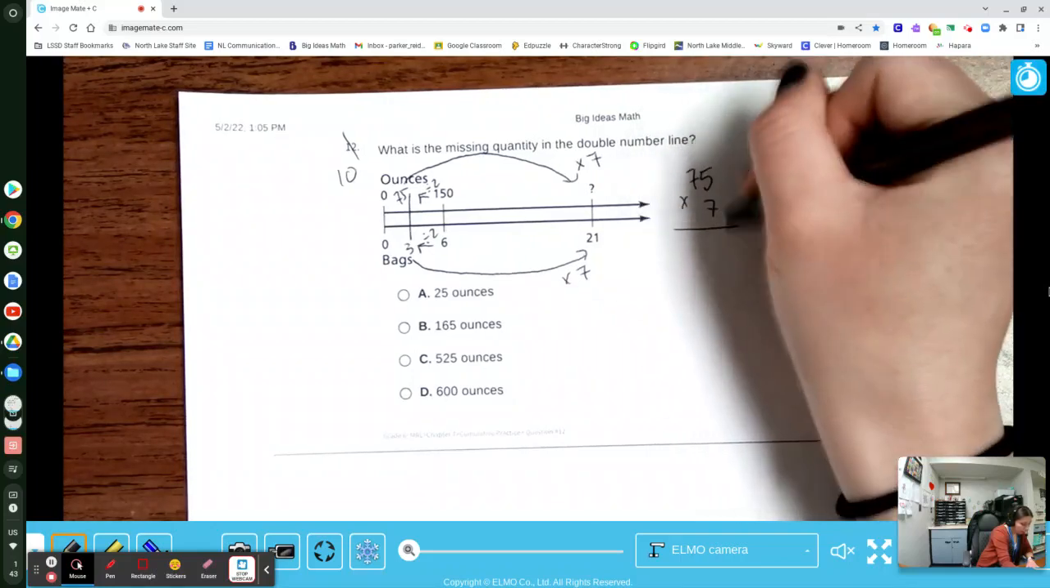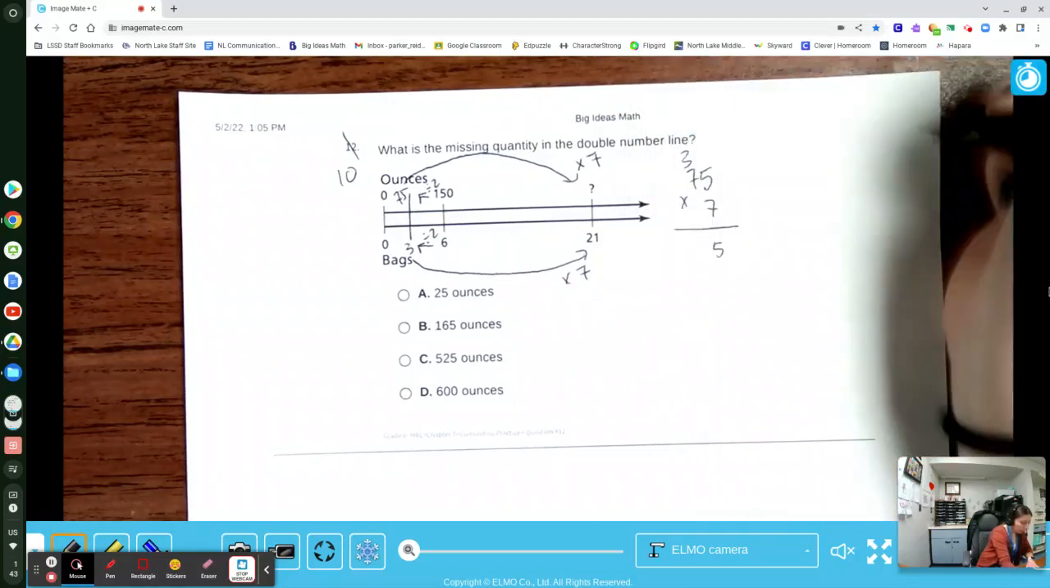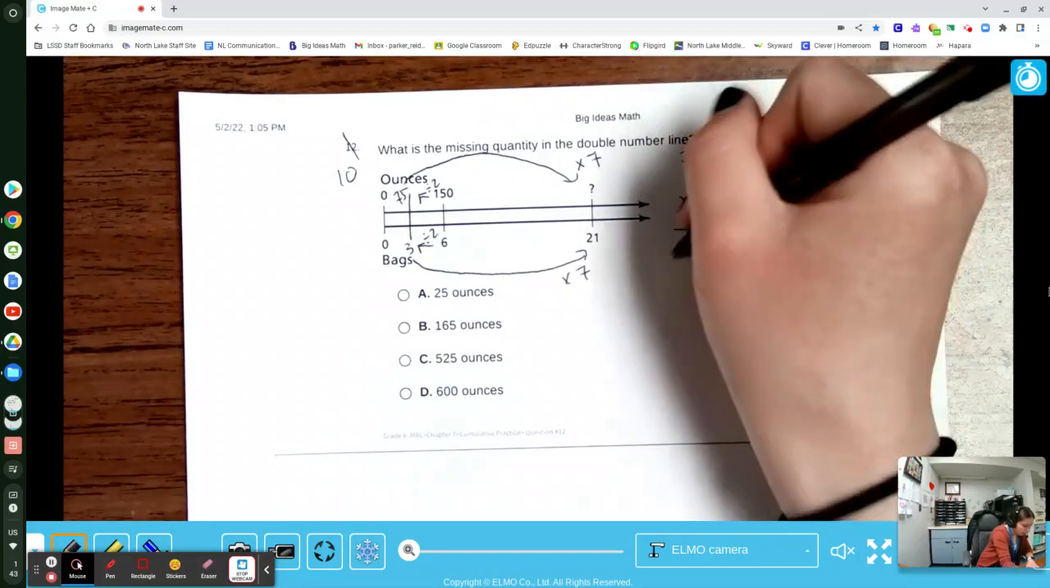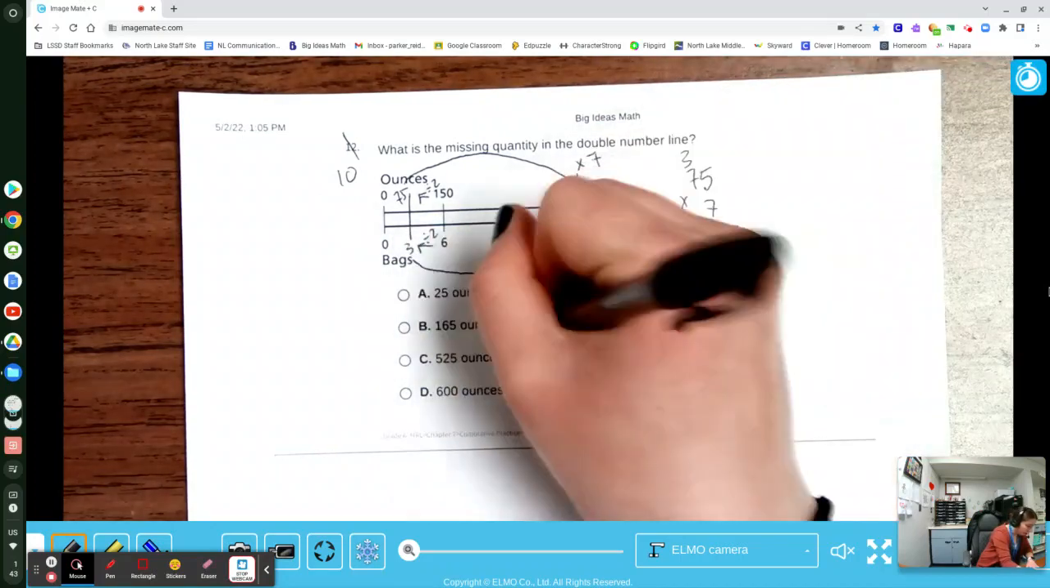If I do that, 5 times 7 is 35. 7 times 7 is 49. Plus 3 is 52, so 525 ounces.